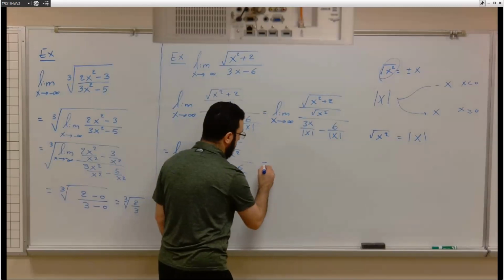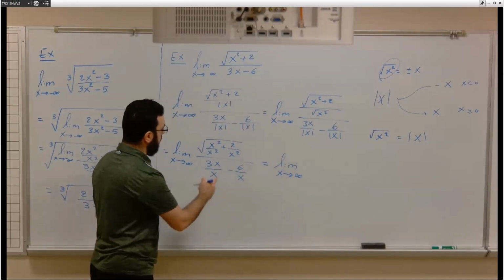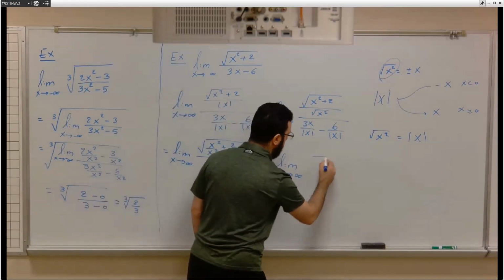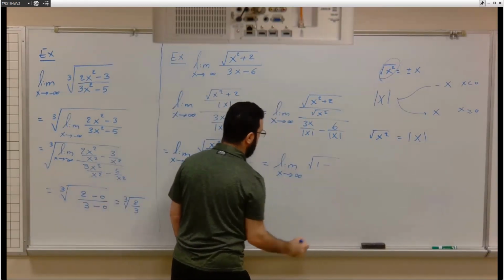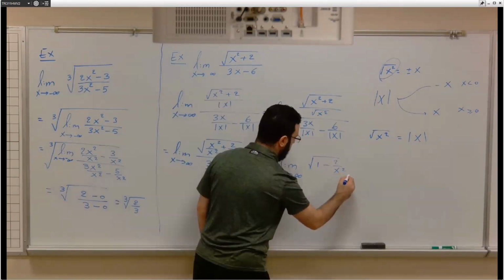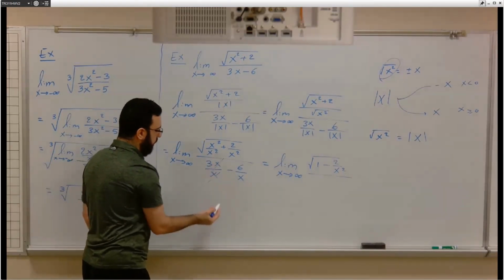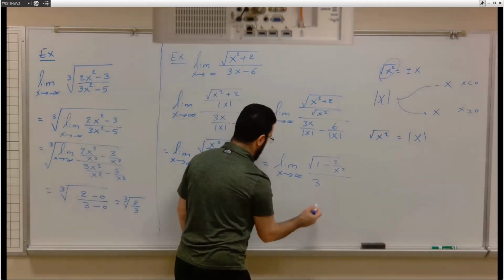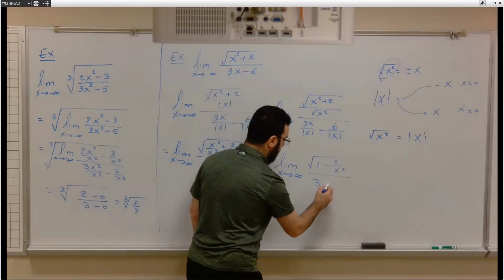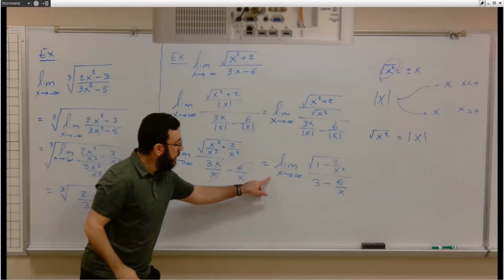It is going to be the limit as x approaches infinity. This is 1. It is the square root of 1 minus 2 over x squared, over, cancel these, so it's going to be 3 minus 6 over x. So if you take the limit, we already know the limit goes under the root.